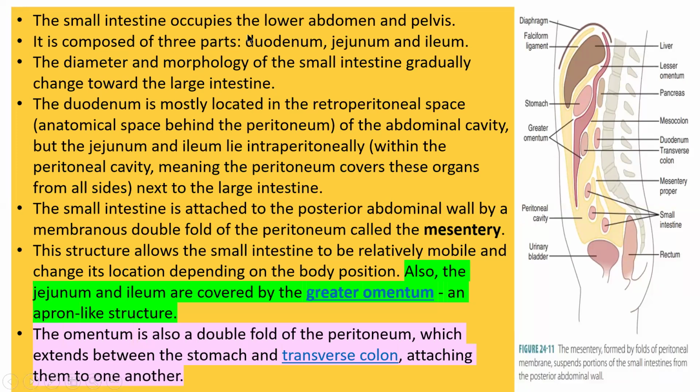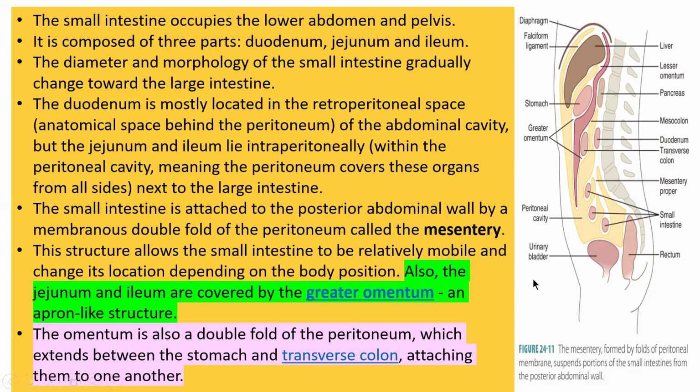The small intestine occupies the lower abdomen and pelvis. It has three parts: duodenum, jejunum, and ileum. The diameter and morphology of the small intestine gradually change toward the large intestine. The duodenum is retroperitoneal, fixed in place, in the anatomical space behind the peritoneum of the abdominal cavity. But the jejunum and ileum lie intraperitoneally, meaning within the peritoneal cavity, which covers organs like the stomach, liver, etc., next to the large intestine.